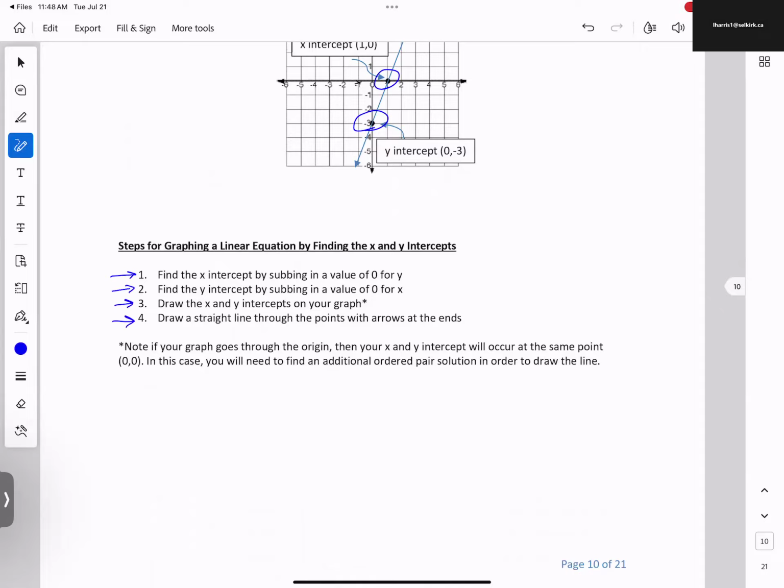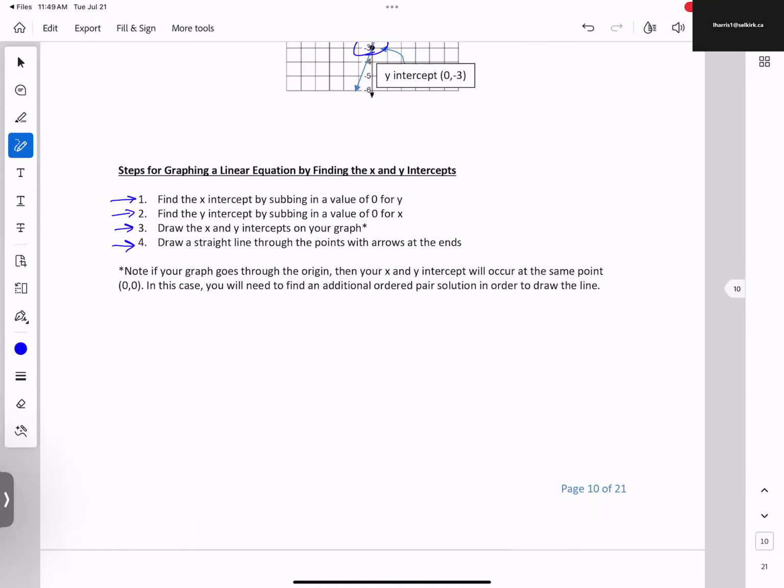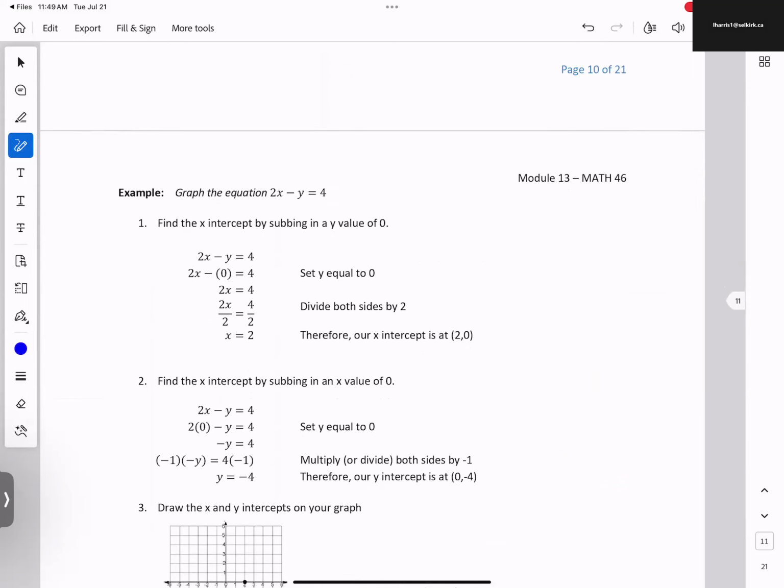One caveat for you, if your graph happens to go through the origin at 0, 0, your x and y intercept are going to be the same. And so you're only going to get a single point on your graph. If that happens, you'll have to use a table of values, like the method we learned in the last unit, in order to find an additional ordered pair that's the solution.